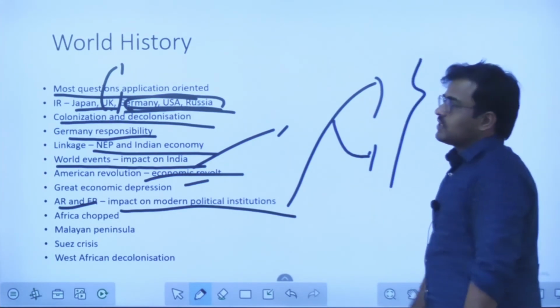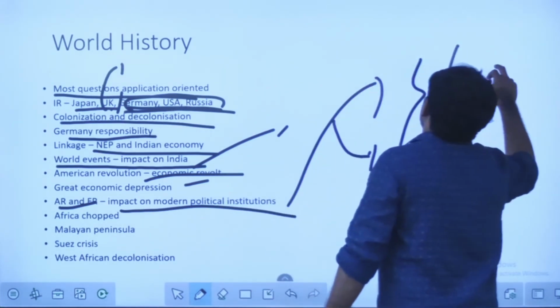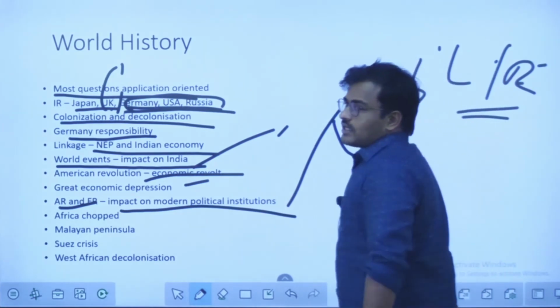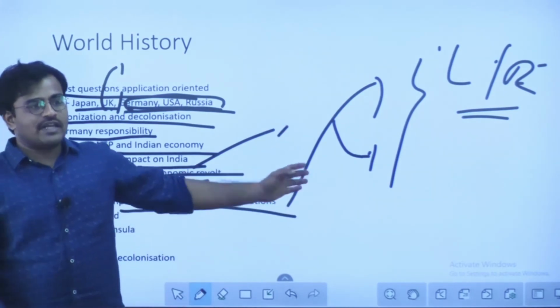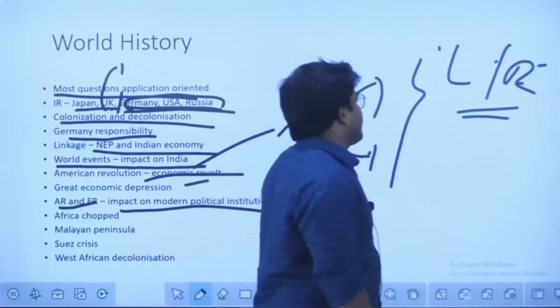In order to preserve the liberty of the individual. Then from the French Revolution, we have the division between left and right. This is also one more modern political concept, right? That has evolved from the French Revolution. So in this fashion, you have to identify the modern political institutions and give a link to the American and French Revolution. So that was a very, very good question. Similar questions will be asked.